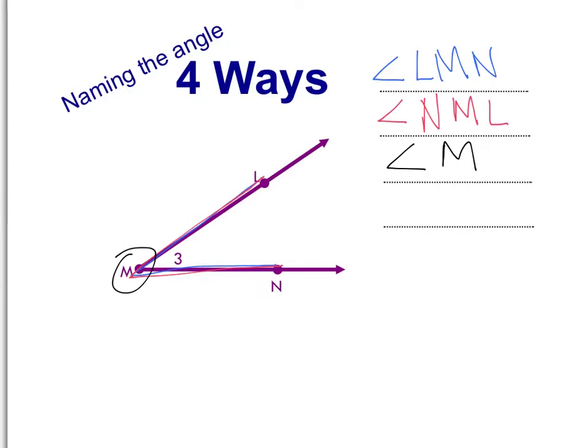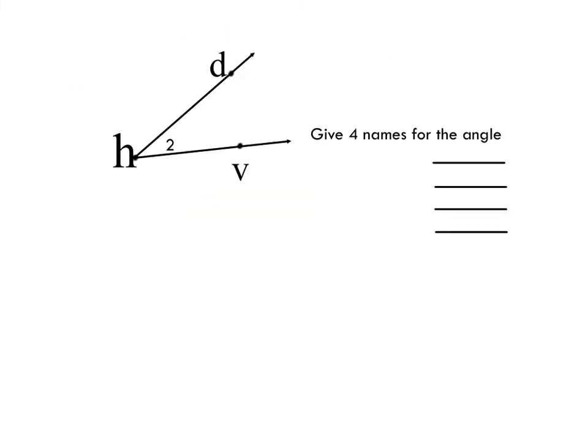or angle 3. A lot of people will try and name it with any 3 letters, but if you notice, if I said angle MLN, then my corner is ending up over here and I'm talking about a completely different angle. So that's not even a possibility. So only the ones that are listed here are ones that are correct. Pause the video and try giving this angle 4 names.